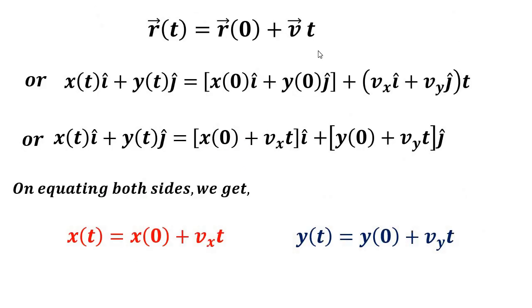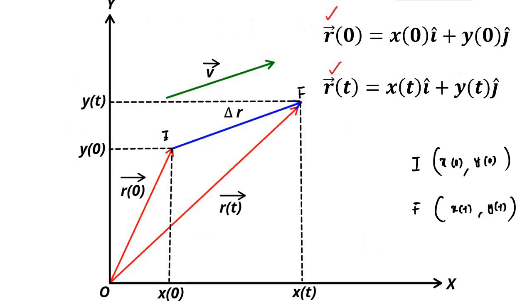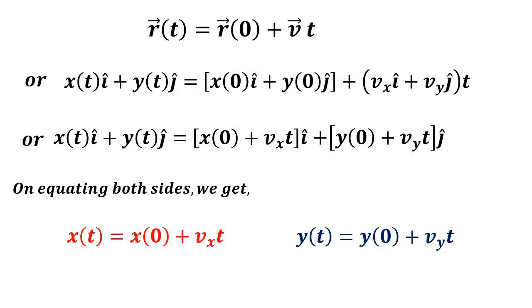So if we substitute the values here, rt vector we substitute with xt i cap plus yt j cap, which we have done here. This rt vector is equal to xt i cap plus yt j cap, r0 vector is x0 i cap plus y0 j cap, and v vector we have substituted with vx i cap plus vy j cap. We have expressed it in terms of their x and y components.